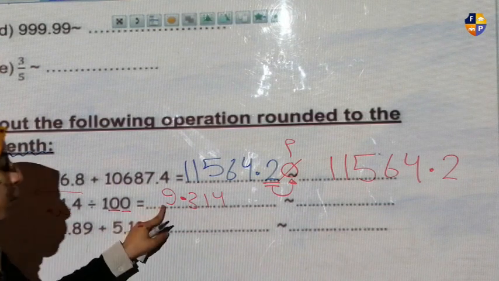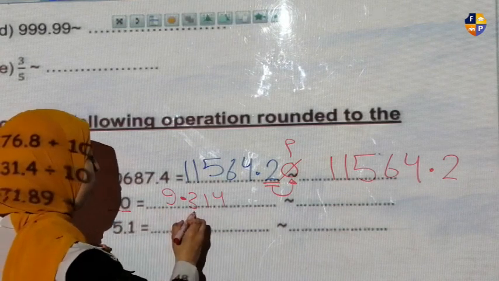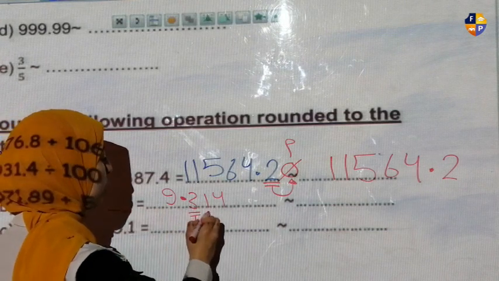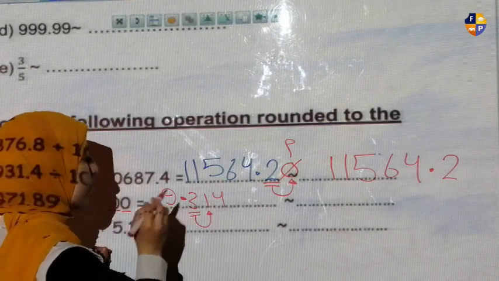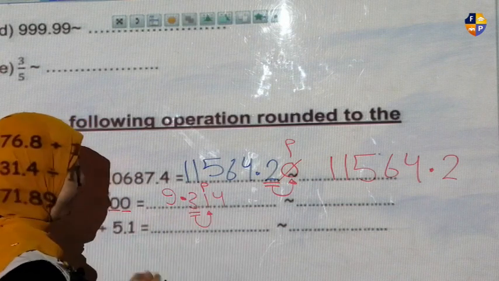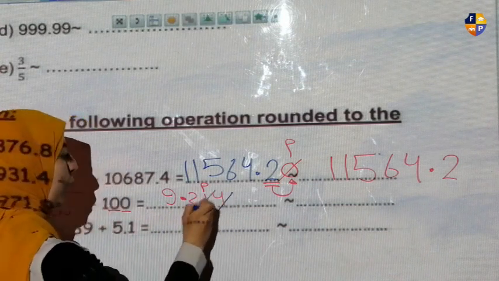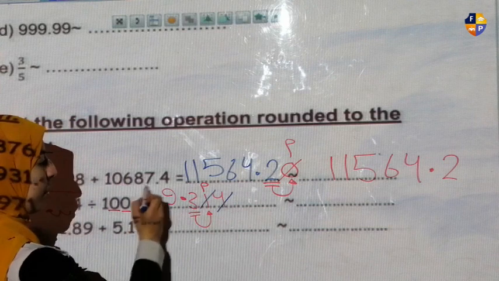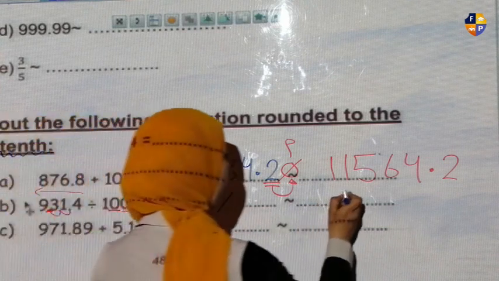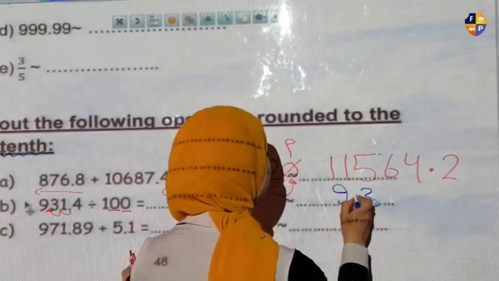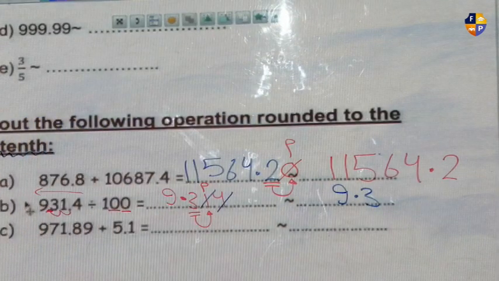Okay, and now I will do my approximation. Underline the digit in tenths. Look at the digit before tenths in hundredths place. 1 is poor, so cancel all the digits to the right of tenths and keep the other digits as they are. 9.3. Letter C is homework.